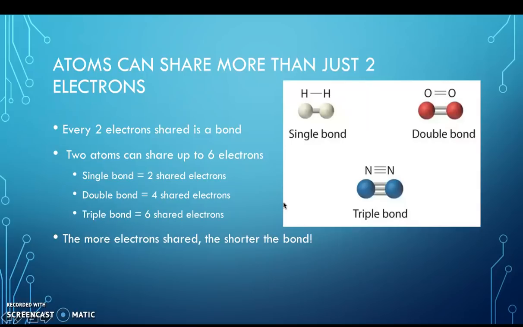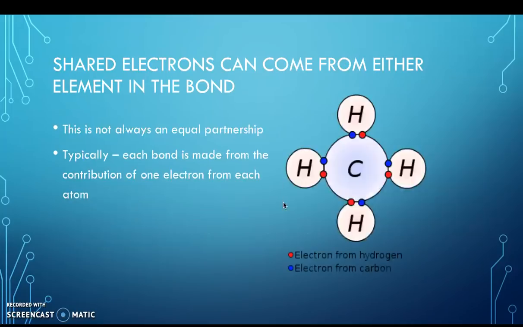Now, the number of bonds, or the number of shared electrons, is determined by how many electrons need to be shared in order to fulfill that 8 valence electrons. Valence electrons are what we call those outer electrons. You'll hear that term more as we go.